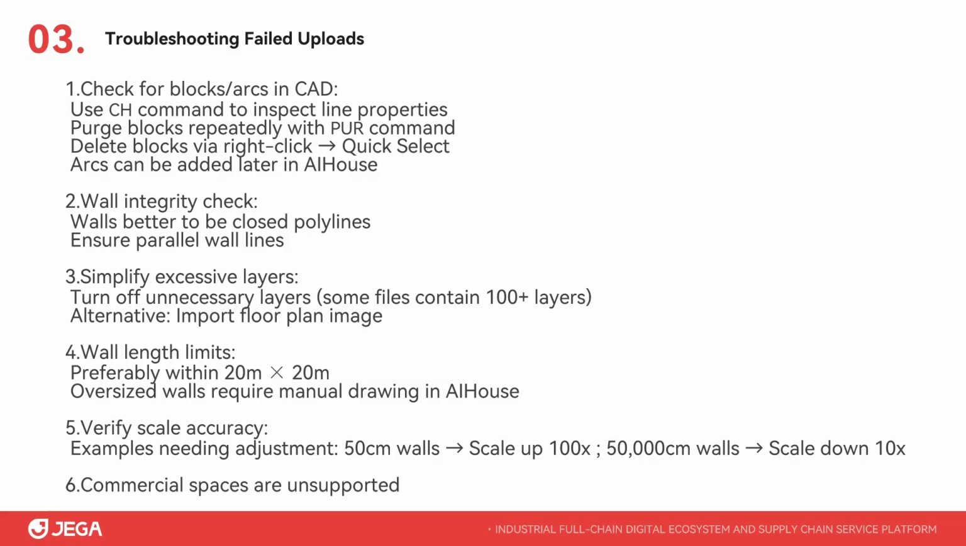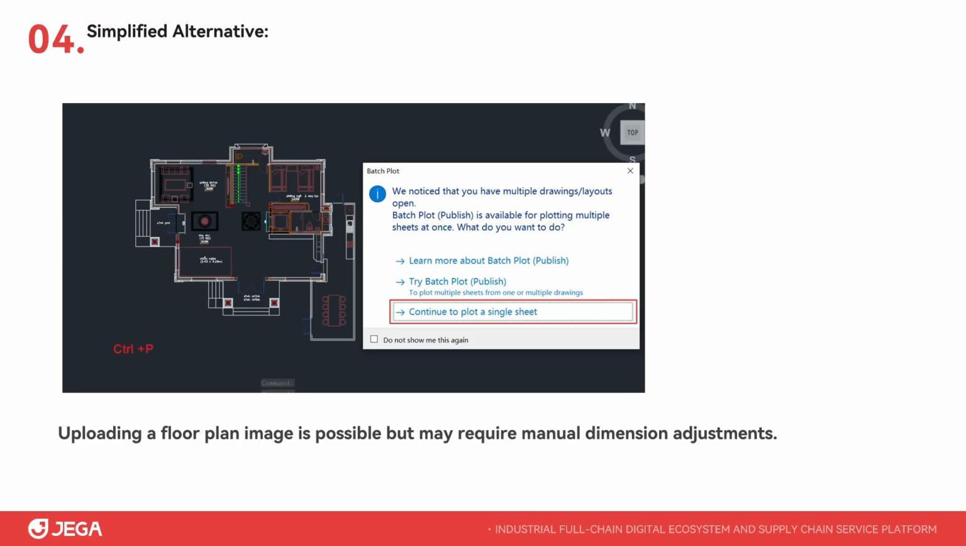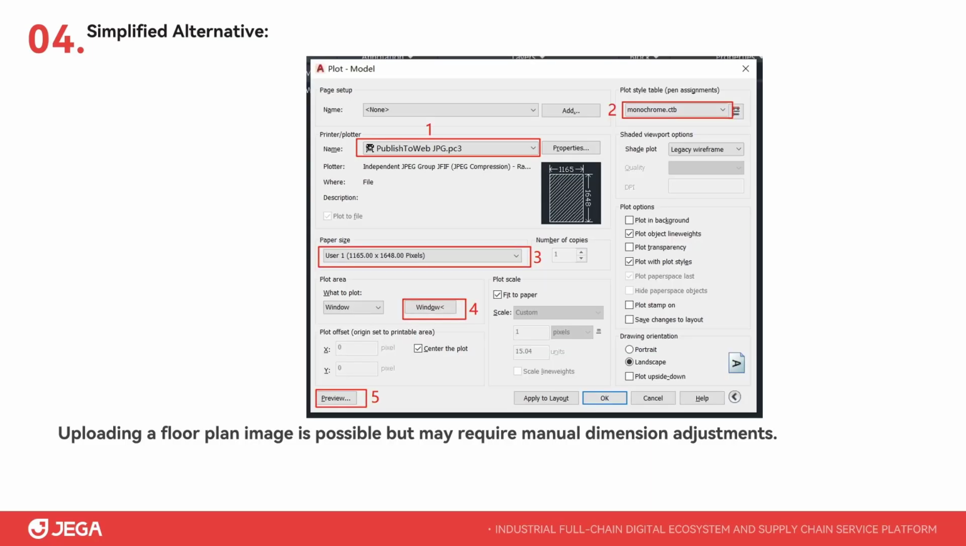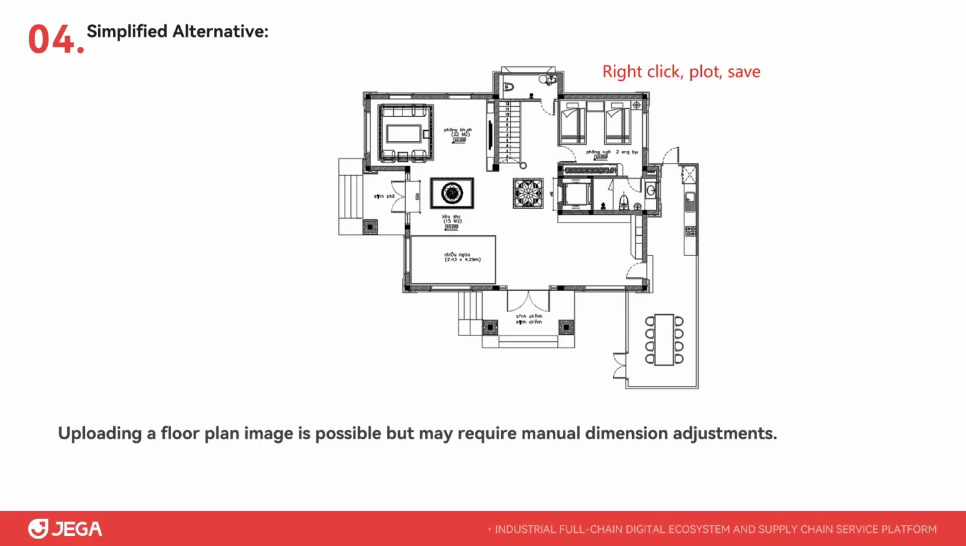This is all the things you need to check when you fail to upload your floor plan. But if you think doing all these things is very complex, you just follow the steps we just told you. First, you just press Ctrl P to plot it out. Then you need to follow these steps to select all these options. Right-click to plot and save to your local computer. Then go to JEGA AiHouse to import it.